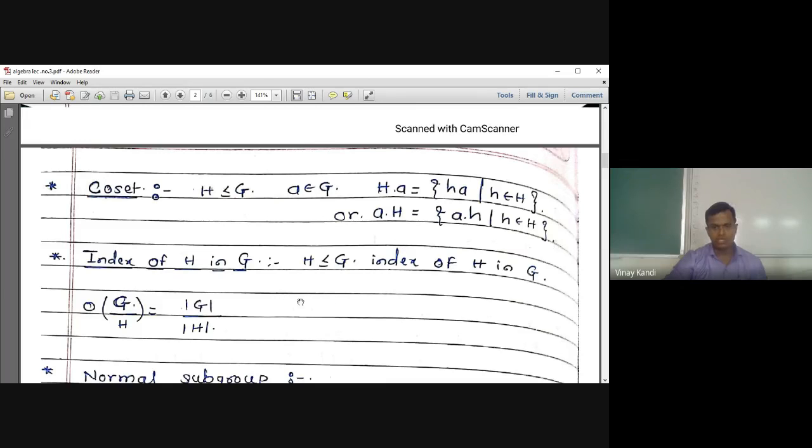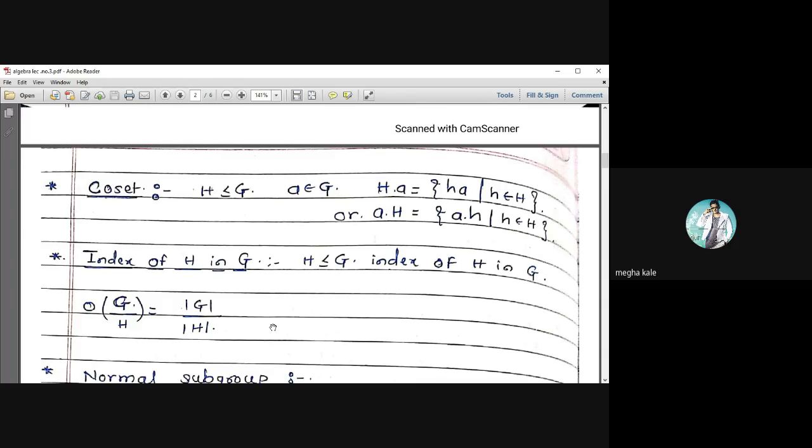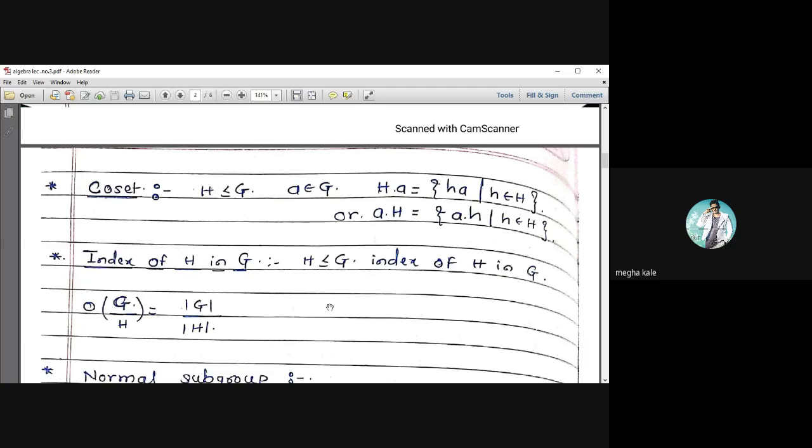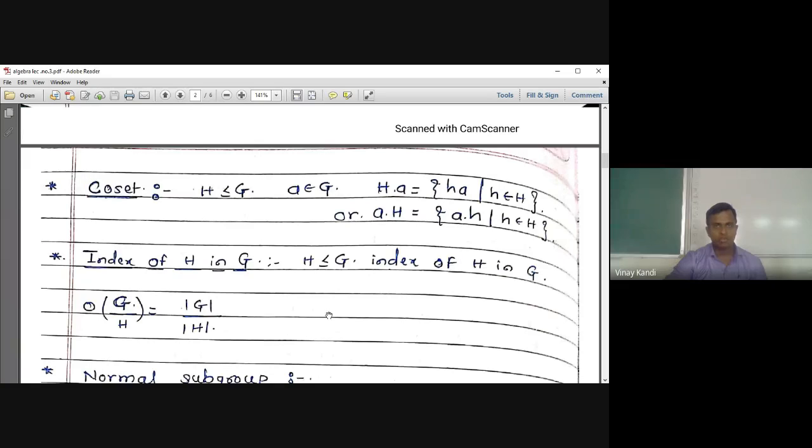One more example, let's take. If G is finite, okay, G is finite. Do you know the quaternion group Q8? It is plus minus 1, plus minus i, j, k with multiplication. Okay, quaternion group. Do you know it or not?